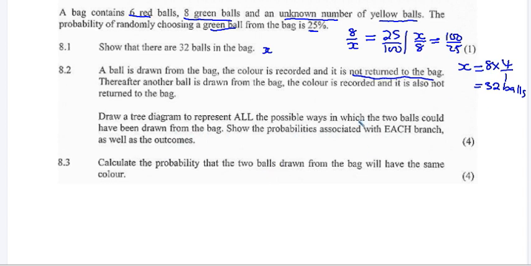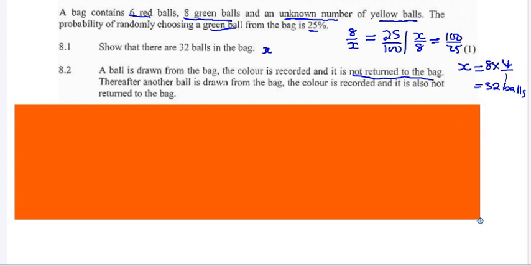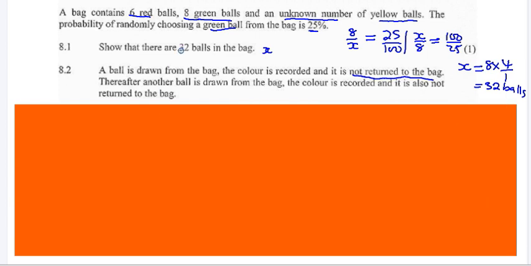All right, I need to clear some space here. Let's look at the last question. Calculate the probability that the two balls drawn from the bag will have the same color. These are the two questions that we need to look at, but then I have to clear some space here so that we can draw our probability tree.